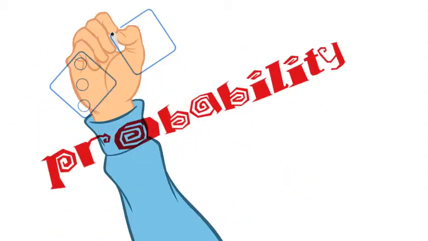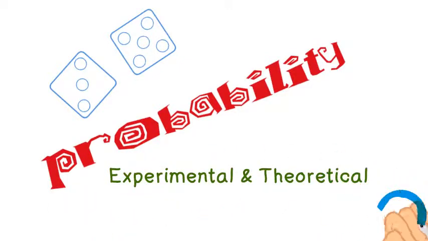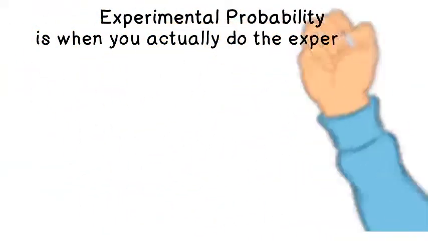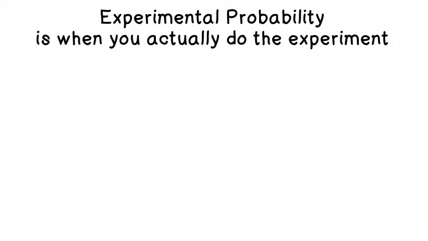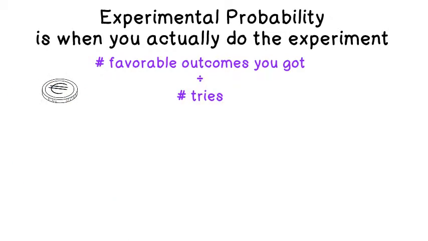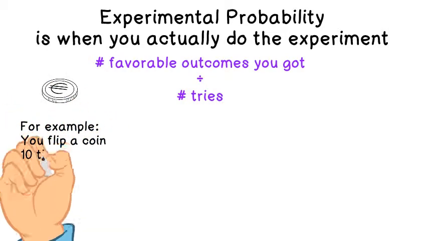In this video, we're going to talk about experimental and theoretical probability. Experimental probability is when you actually do the experiment. It's calculated by taking the number of favorable outcomes you got divided by the number of tries. In other words, how many times you did the experiment.